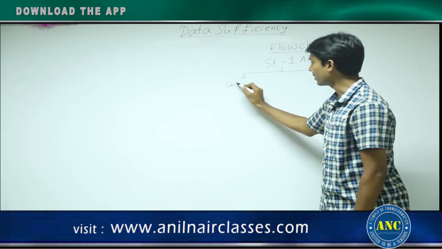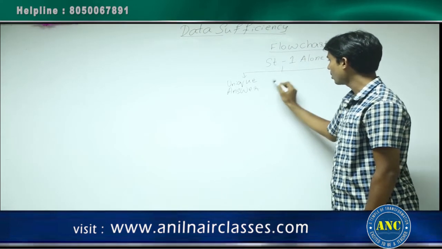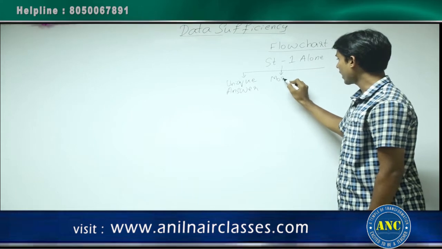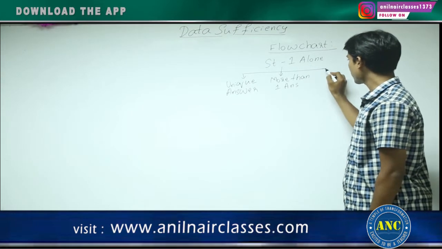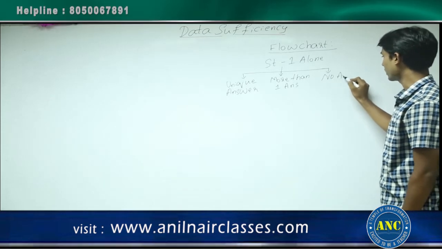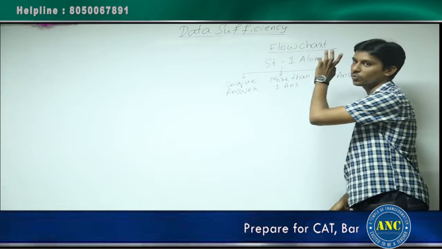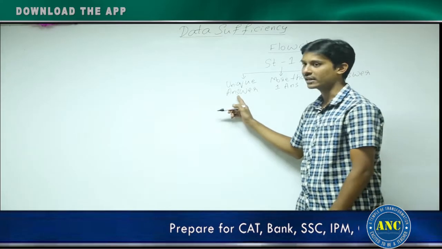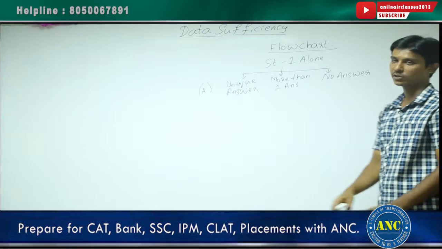You will have one answer, also known as the unique answer, or you will have more than one answer, or you will not have any answer for that particular statement. Suppose when you are taking statement 1 alone, if you are getting a unique answer, your answer option is option A.